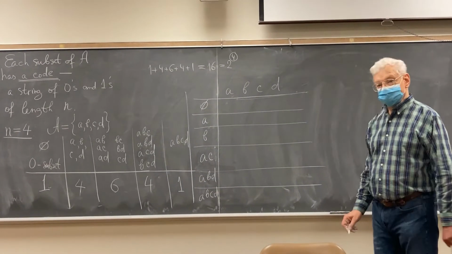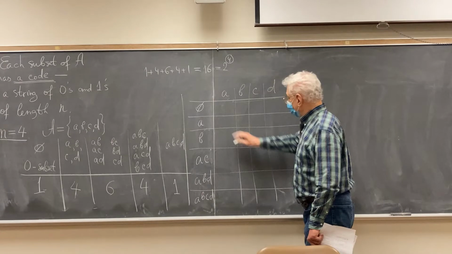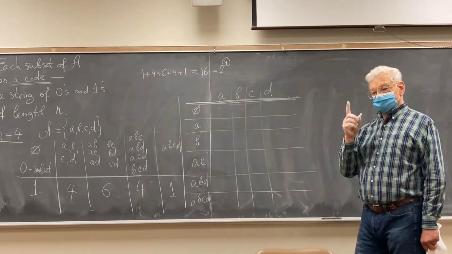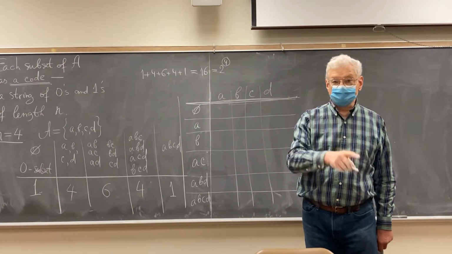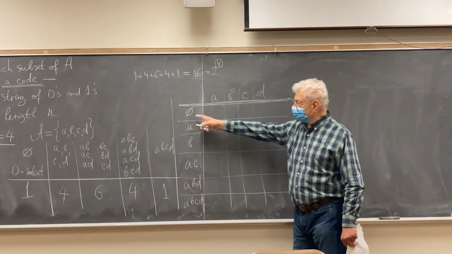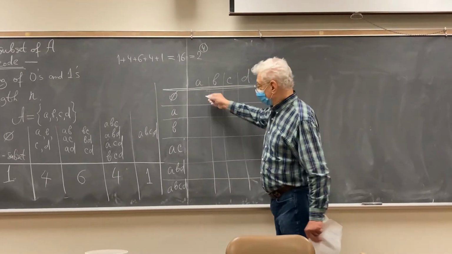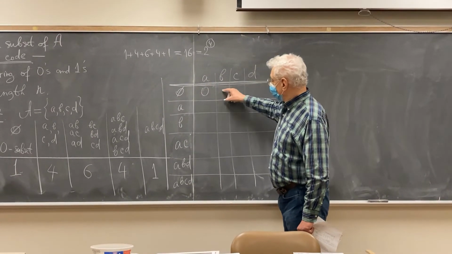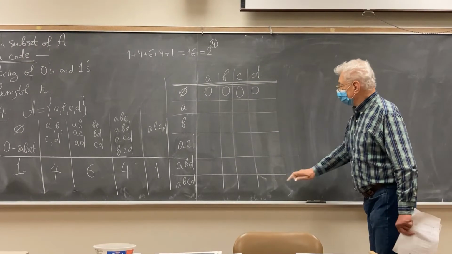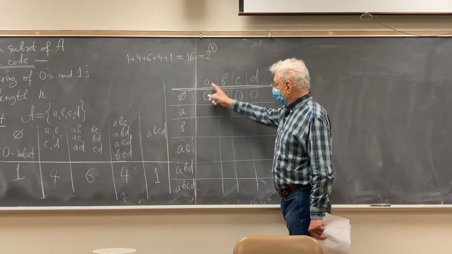Okay, I make the following code. For each element written on the top, I just write 0 if this element does not belong to this set, and write 1 if it belongs. Okay, start with the empty set. Does A belong to the empty set? Tell me please. No. What should I write? 0. How about B? 0. So we have the code 0, 0, 0, 0. It's the empty set.